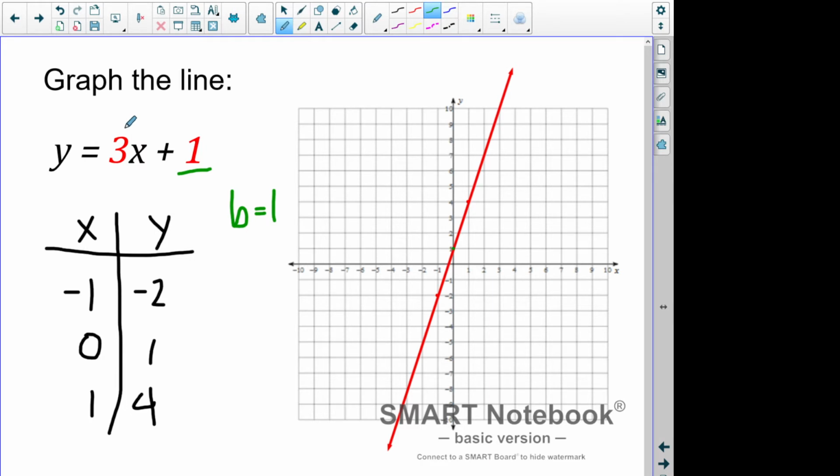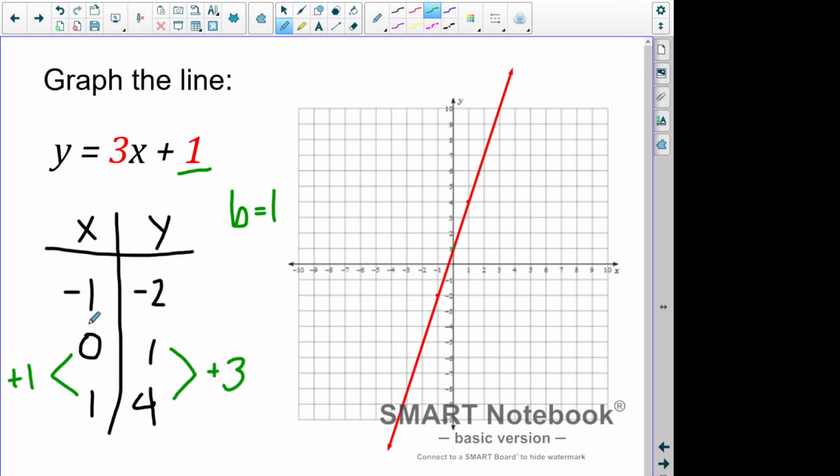Now, we said that this 3 represented the steepness of the line, right? And so the steepness talks about how much the line changes from point to point. If we look at these numbers here, from 0 to 1, x is increasing by 1. And when x increases by 1, well, what happens to y? Well, y increases by 3.